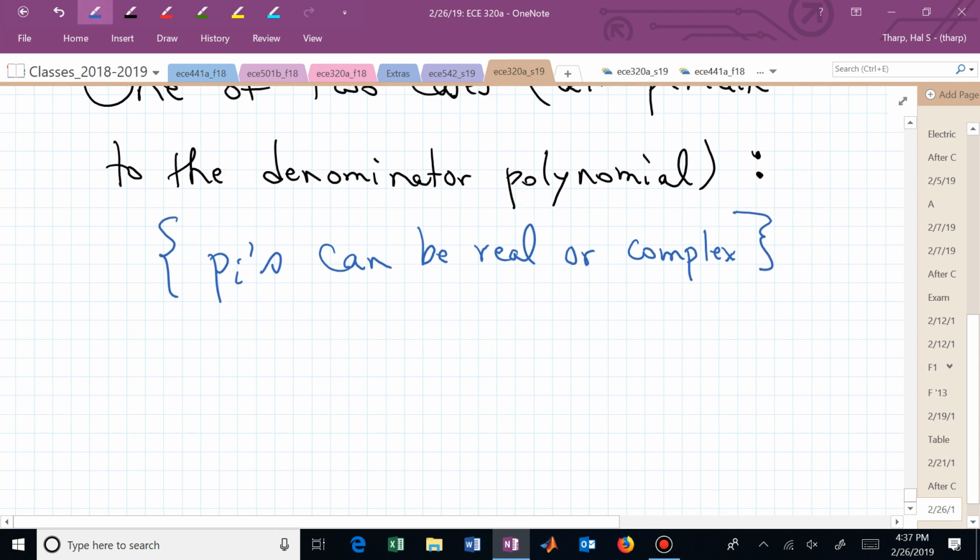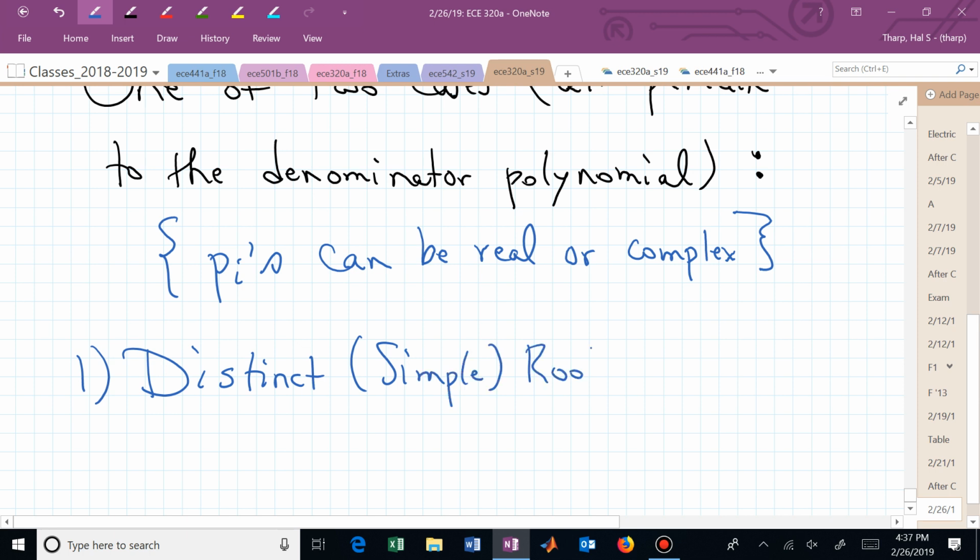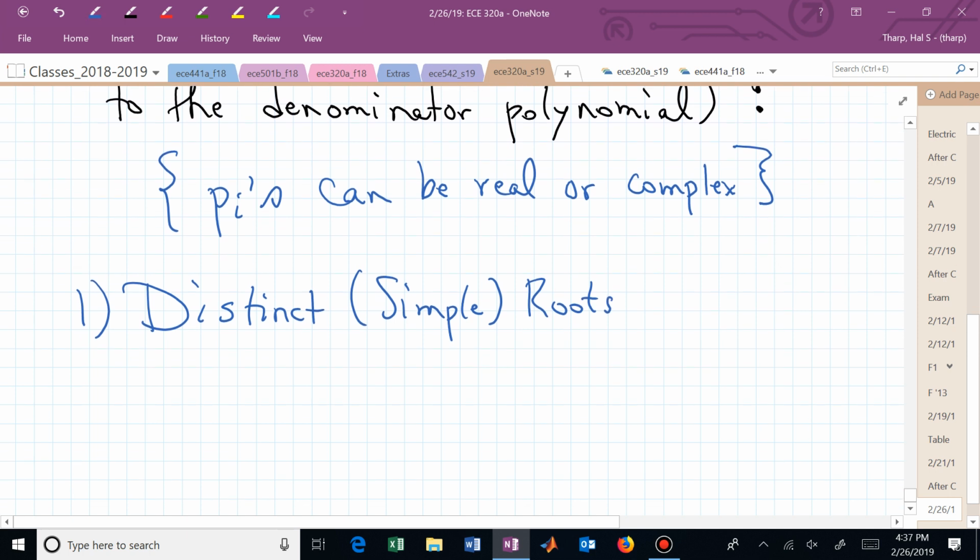And here are the 2 cases. 1, we have distinct, or maybe somebody might refer to that as simple, roots. And these simple roots or distinct roots can be real or complex.